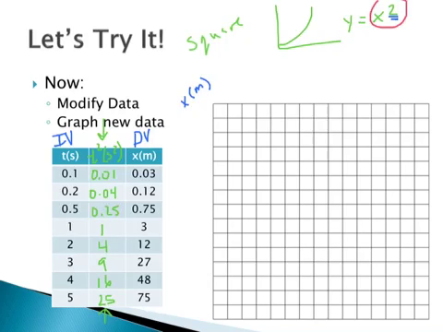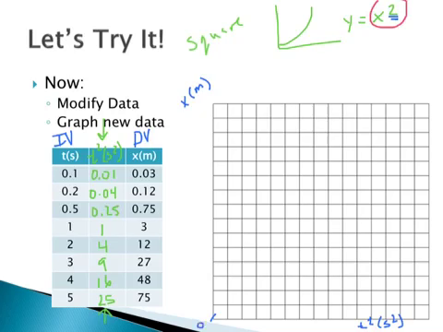Now, I modified the independent variable, and now my independent variable is no longer time in seconds, but it's time squared with units of seconds squared. So now I am graphing my modified independent variable, not my original. Okay, and now graphing should be relatively easy. Now we've got to go back.